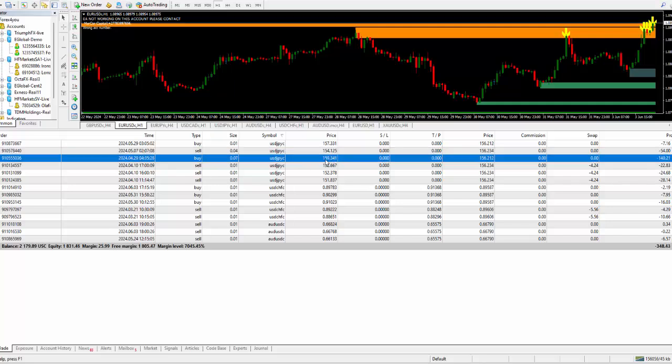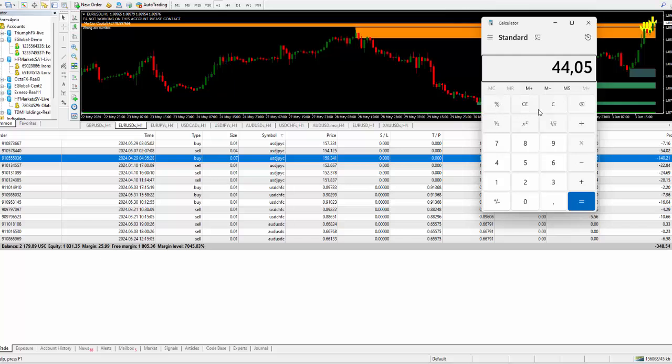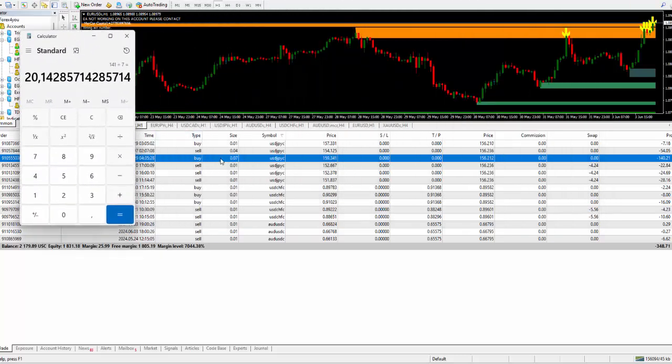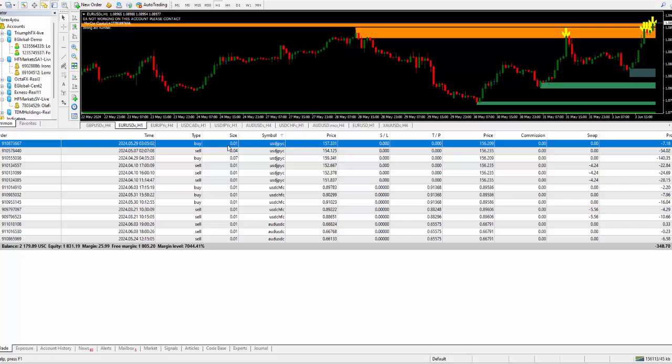So what we are going to do now is 0.07. We're going to divide it with what we see here. So we have, let's say 141 divided by 0.07. That's divided by 7. Sorry. 141 divided by 7. That is $20. That means if we want to close one lot from here, now we are going to close it at $20.